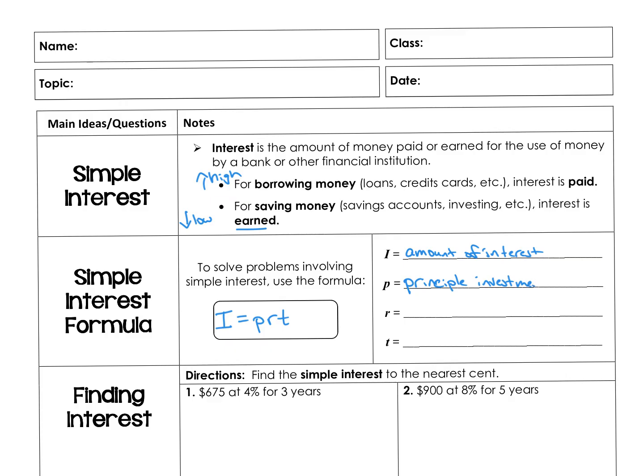Basically, that's the starting amount. So if you're taking a loan, it's the amount of the loan. If it's an investment, it's the amount that you invested. R is your rate. Now, the big thing to notice here is this always is going to be written as a decimal.